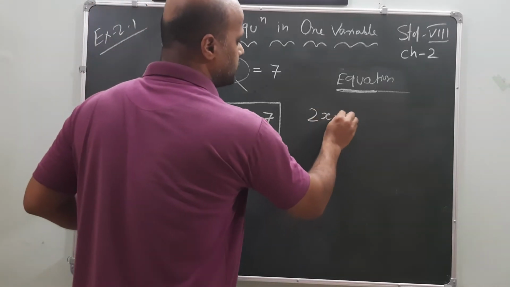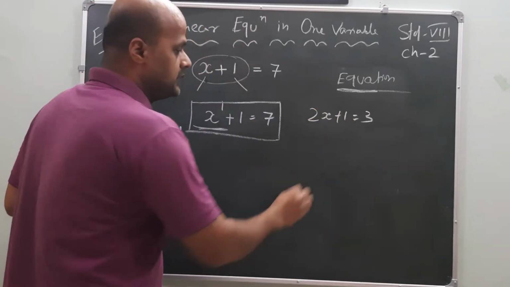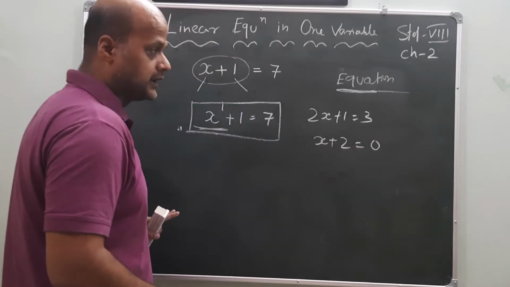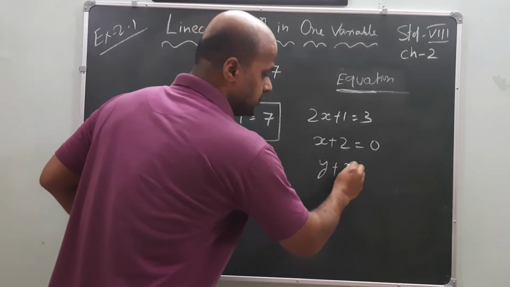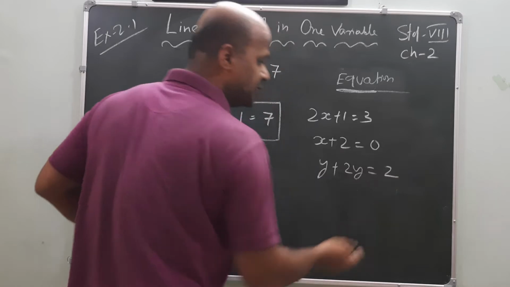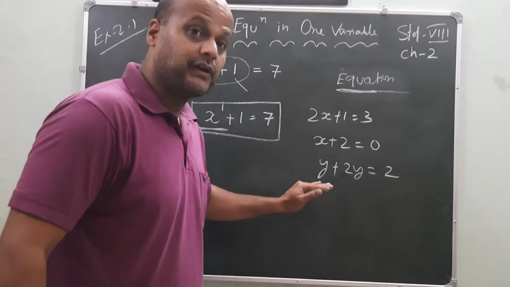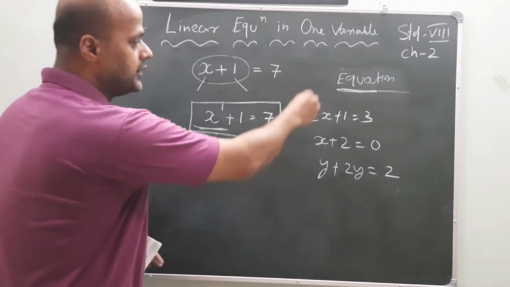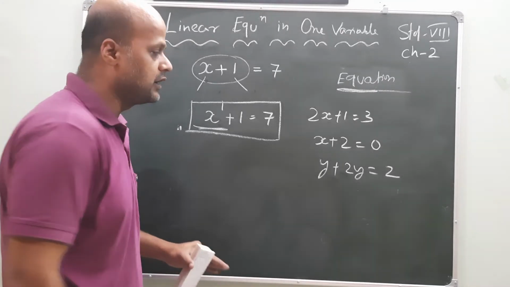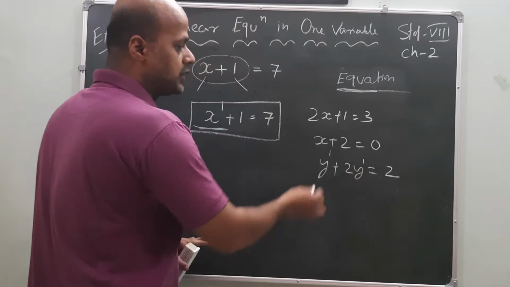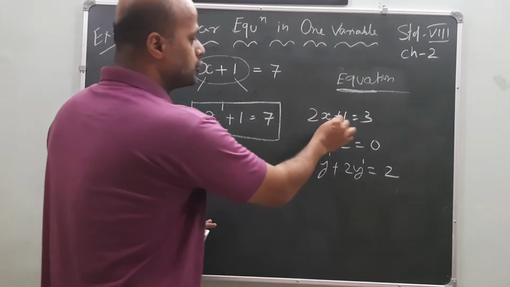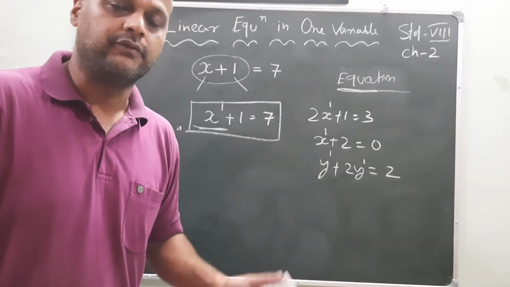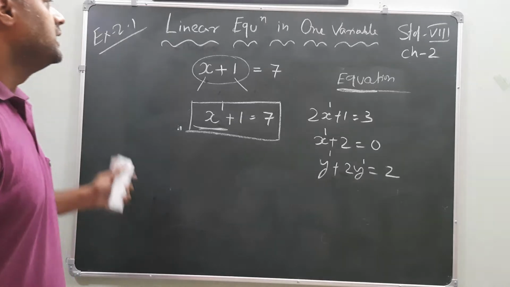What are the examples? 2x plus 1 is equal to 3. x plus 2 is equal to 0. Another is y plus 2y is equal to 2, where the variable is y. In all of these, the maximum power of the variable is 1: y has power 1, 2y also power 1, x has power 1, and 2x also has power 1. So when the power is not more than 1 in a variable, then that equation is called a linear equation in one variable.